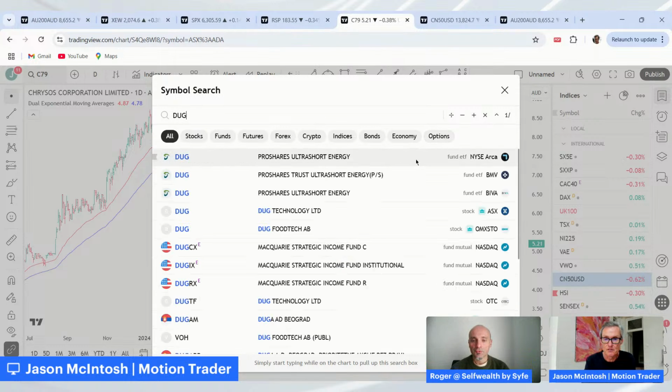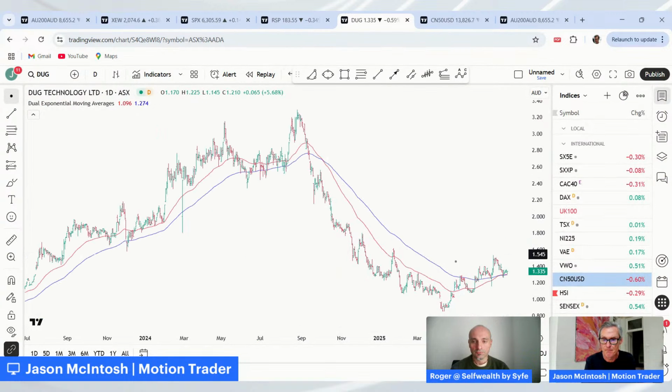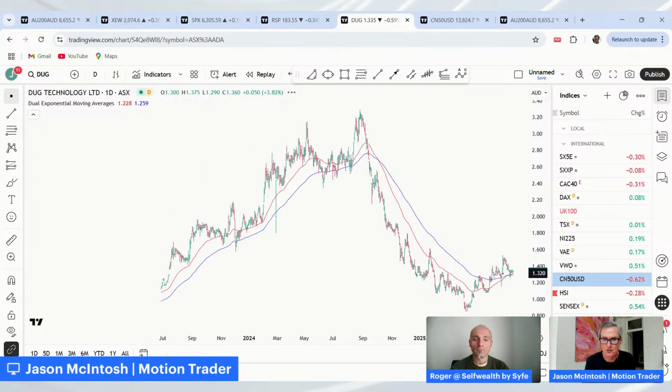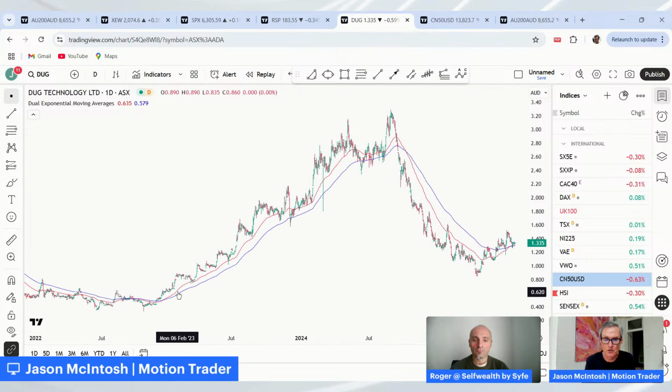Haven't seen this one for a while, so that'll be interesting. Yeah. So is it staging a turnaround? It was a great trend following stock through 2023, 2024. I had this stock myself, did really well from it.